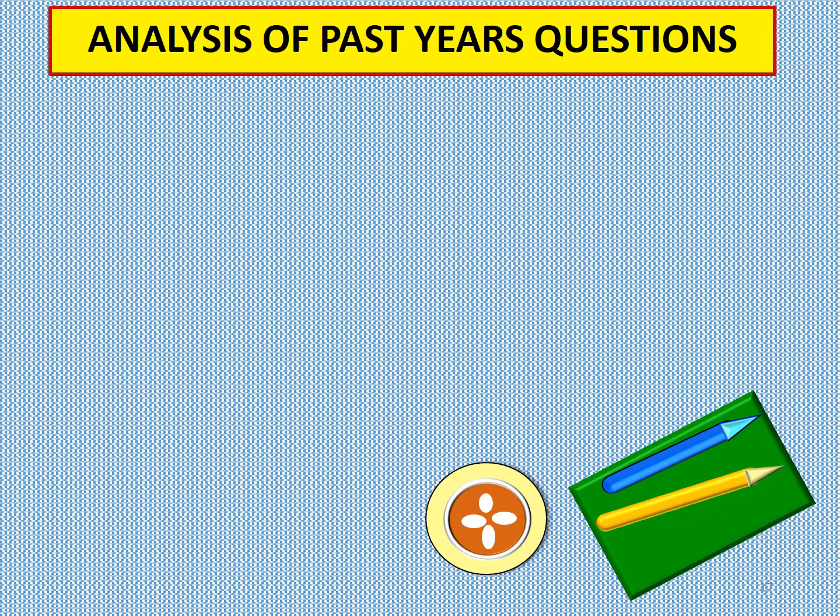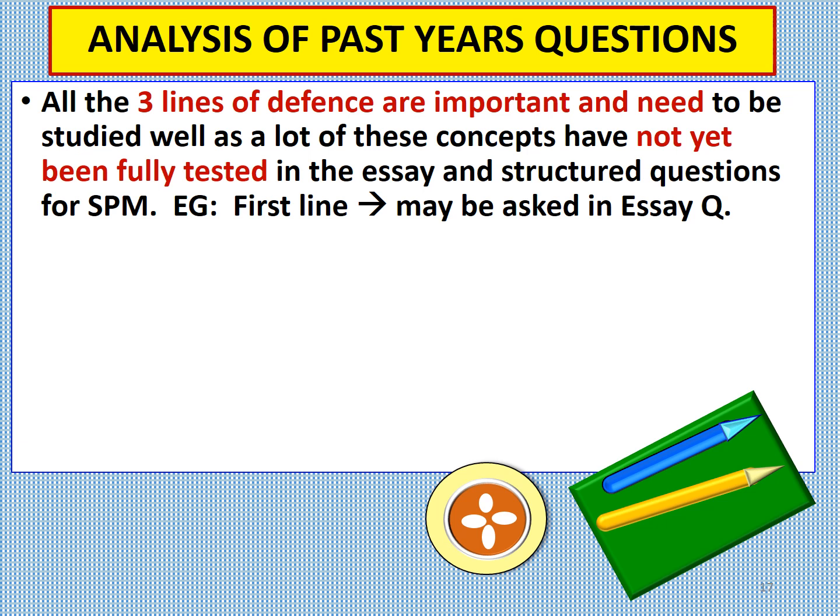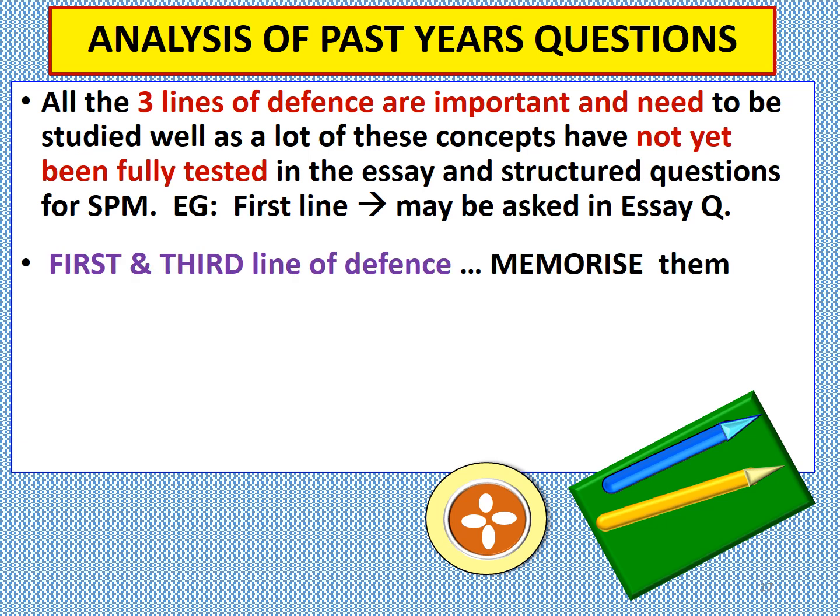Based on an analysis of past year's questions in SPM, the following conclusions were made. Firstly, all the three lines of defense are important and need to be studied well, as a lot of these concepts have not yet been tested fully in the essay and structured questions for SPM. For example, the first line of defense may be asked in the essay question. Also, looking at the world situation today, where viral diseases are on the rise, this could be an important topic or a hot topic for biology SPM.